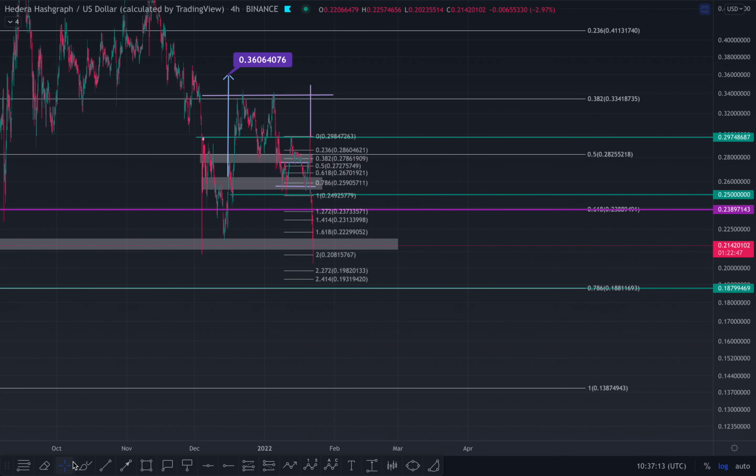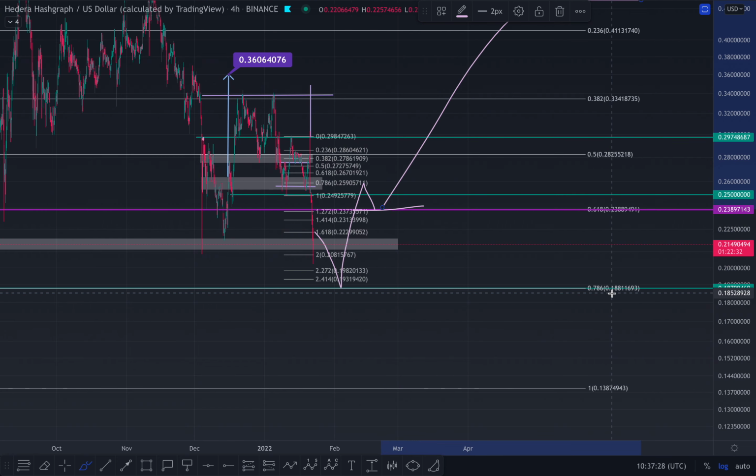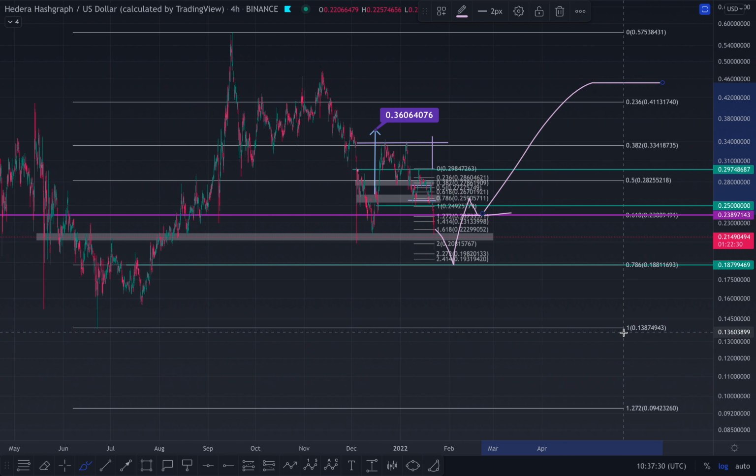And a few things can happen now. What we would need to see is for us to get down here first, and from here we do not want to lose this low whatsoever. This is such a key low because from here you can get the bounce above the 0.618, confirm it as support, and we are off. That's it, done. The dip's done.